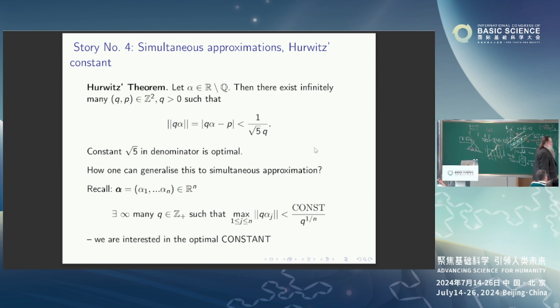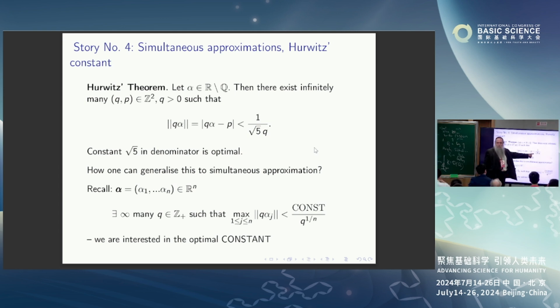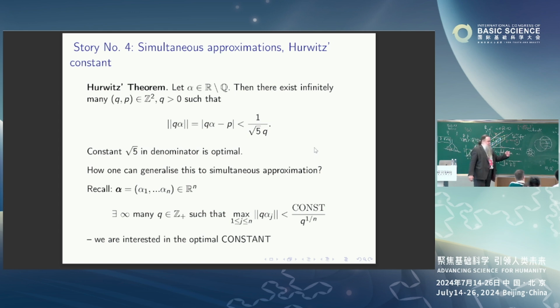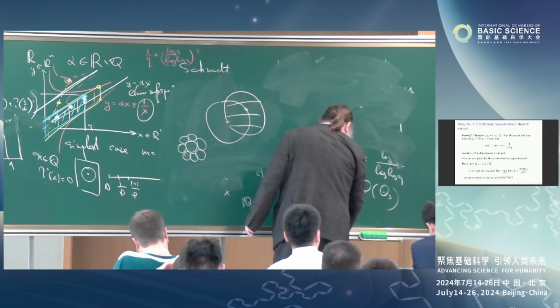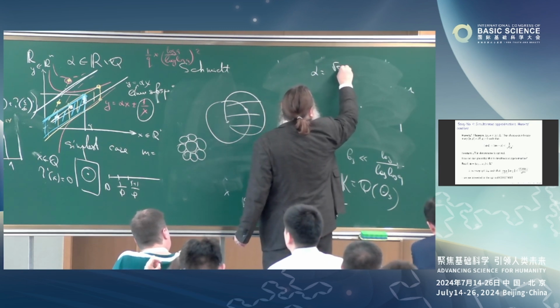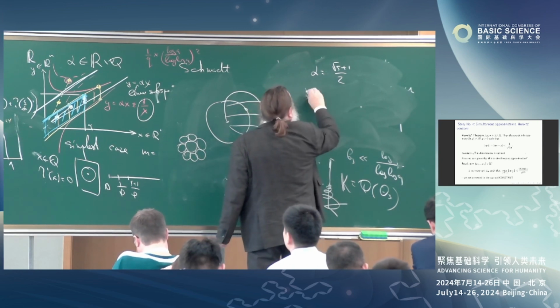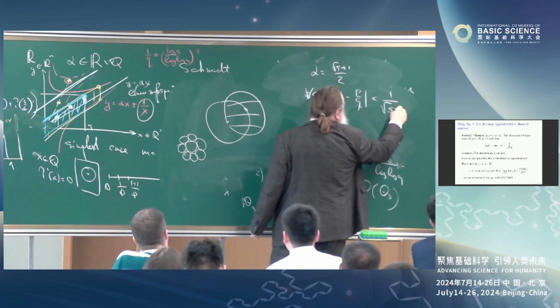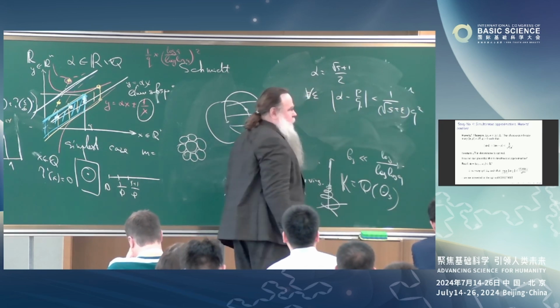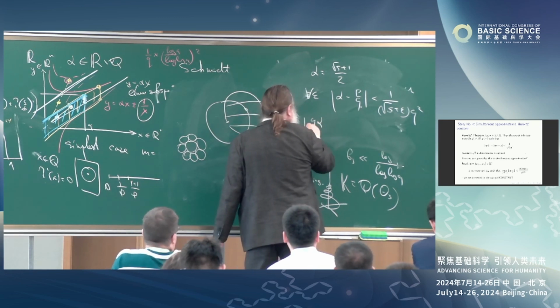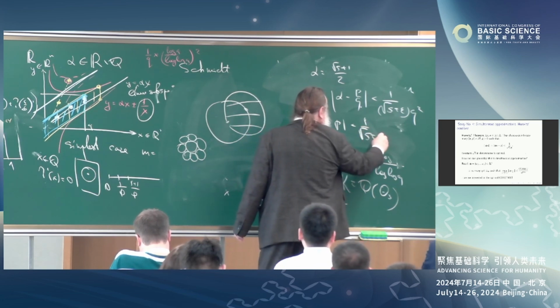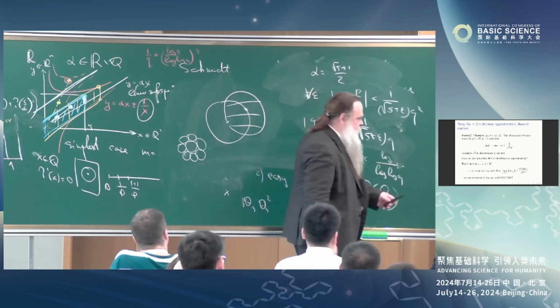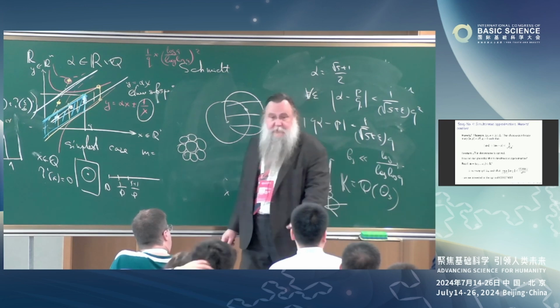Please have a look. When we approximate one number, we have this square root of 5 as an approximation constant, and it is optimal because if we take the golden section, the continued fraction with all ones, then we have the opposite bound. I mean that for the golden section, if alpha is (square root of 5 plus 1)/2, then for any epsilon, the inequality |q alpha minus p| less than 1 over (square root of 5 plus epsilon) q has only finitely many solutions. This constant is optimal. And I will consider now only the case of simultaneous approximation.